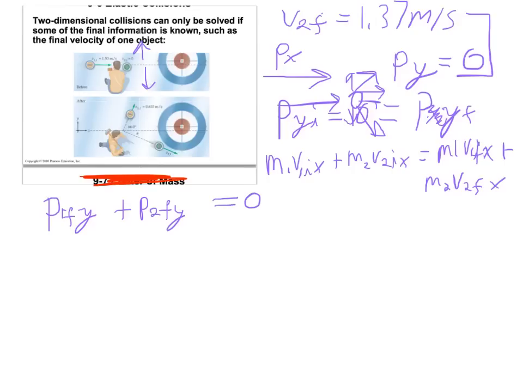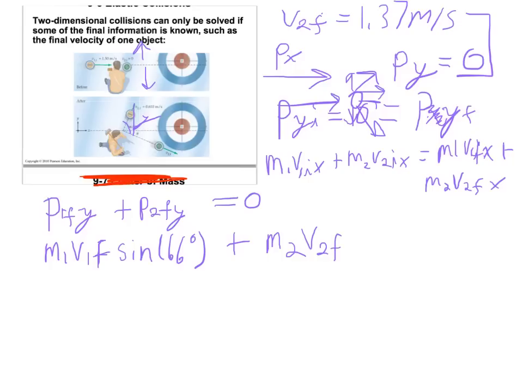That would mean that m1 v1f times, and we need to get the y part here, so if this is our angle, this y part is opposite that angle, so m1 v1 final times sine, and that was 66 degrees, by the way, if you look back on the diagram, 66 degrees, plus m2 v2f sine of whatever that angle is.